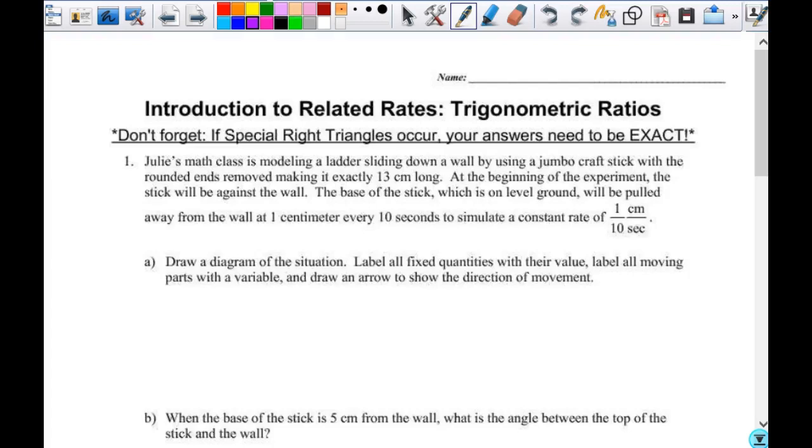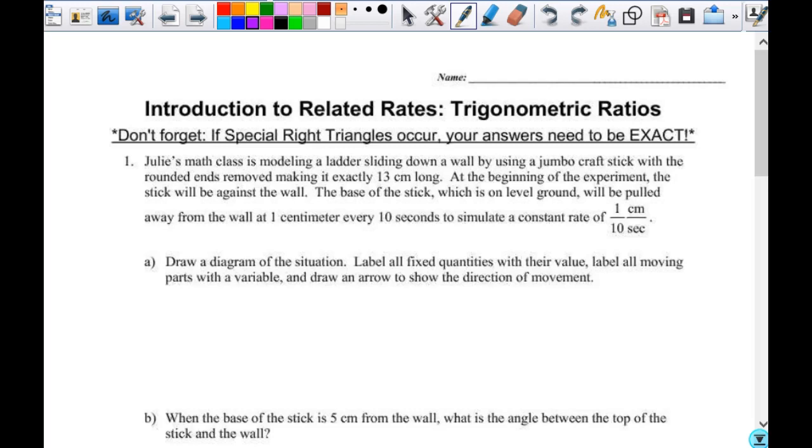Okay, so it says up here at the top, underlined with a little star by it, don't forget, if special right triangles occur, your answers need to be exact. Not all these will come out to be special right triangles, but even if we're dealing with trig stuff, if you know it's a special right triangle based on the side lengths or the angles, your answers need to be in exact form because they can be. When we do the trig on the other ones, it's because they can't be, so we have to do it and have the decimals.